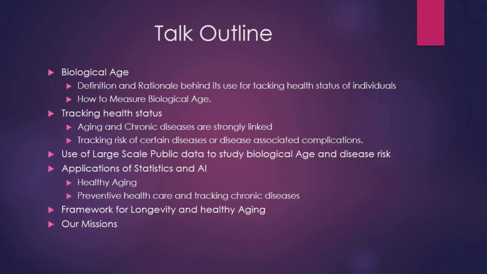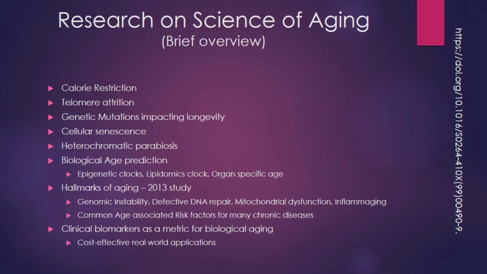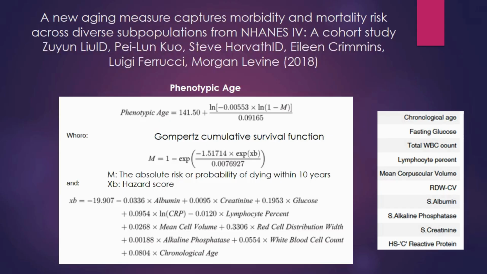Talk outline. The presentation covers defining and measuring biological age using biomarkers, how public data and AI provide insights on tracking chronic disease risk, and proposes a mission for healthy aging. Research on the science of aging. Brief overview. Highlights core longevity research concepts including caloric restriction, telomere attrition, cellular senescence, epigenetic clocks, hallmarks of aging, etc.